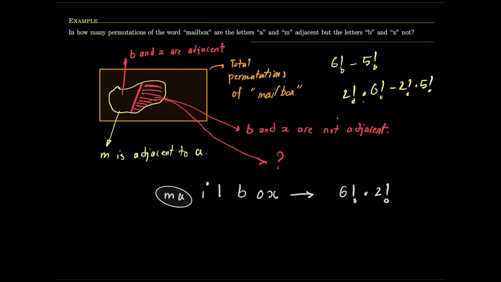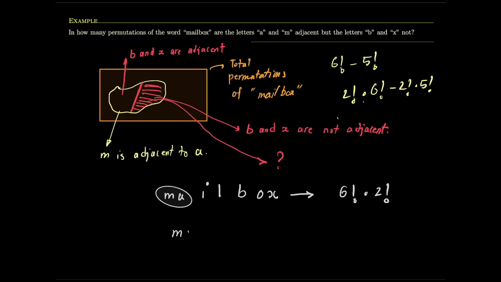Okay, now what happens here? I want to count what happens if B and X are also adjacent. So you see, this is already counting M and A to be adjacent. This part, B and X are adjacent on top of M and A being adjacent. Yes? So how can I solve that problem?